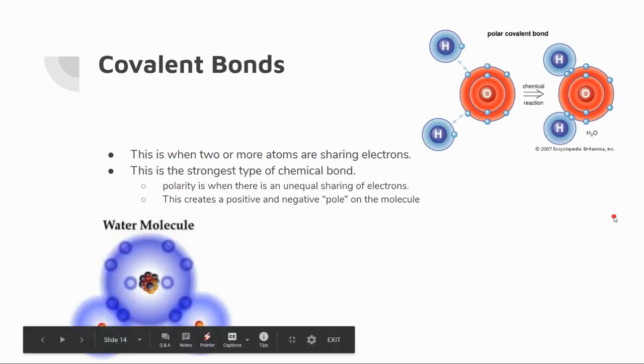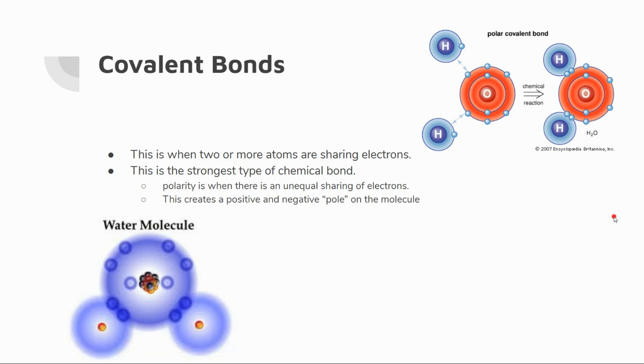So the first type of chemical bond is a covalent bond. This is when two or more atoms are sharing electrons. This is the strongest type of chemical bond. So this is going to give you the most kinetic energy because it is going to store the most potential energy in the bond. Okay?